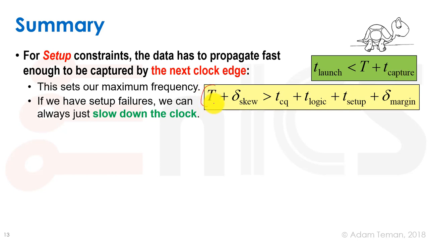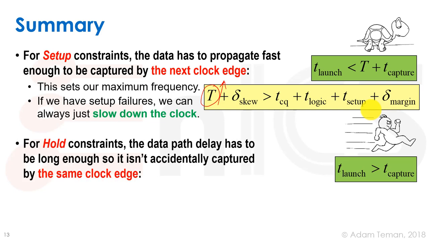So again, T is this external variable. If we have some sort of failure here, we can just make T larger, which means slowing down the clock, making the frequency slower, and then we will meet the setup constraint. So we may not be able to sell our product at the speed that we wanted, or at the highest speed possible, but at least it will be functional. That is not the case for hold.